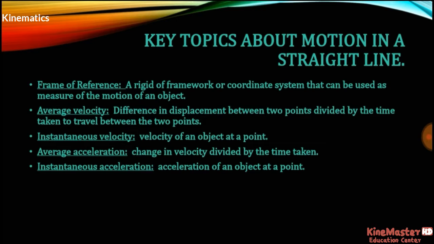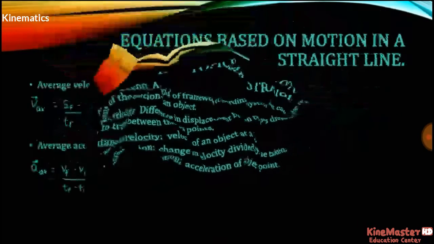Average velocity: the difference in displacement between 2 points divided by the time taken to travel between the 2 points. Instantaneous velocity: the velocity of an object at a point. Average acceleration: the change in velocity divided by the time taken. Instantaneous acceleration: the acceleration of an object at a point.